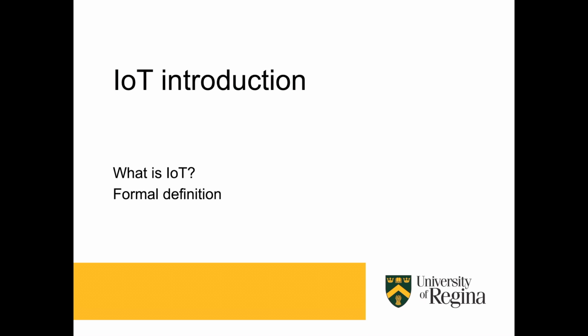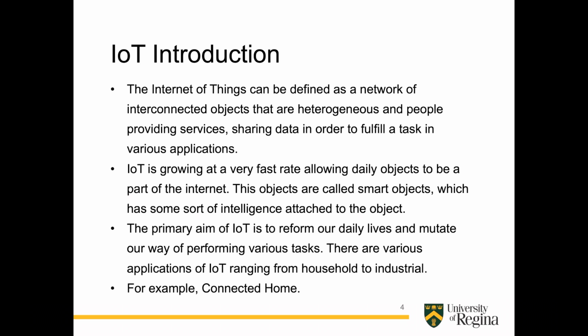So this is our first section, the IoT introduction. In this section we will understand what IoT is and its formal definition. To start with, the Internet of Things can be defined as the network of interconnected objects that are heterogeneous and people providing the service, sharing data in order to fulfill tasks in various applications.